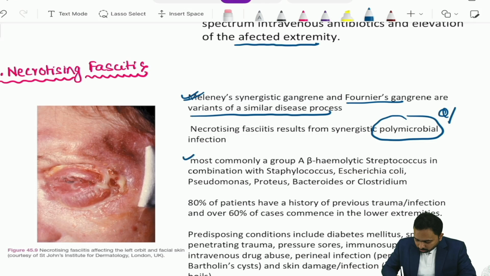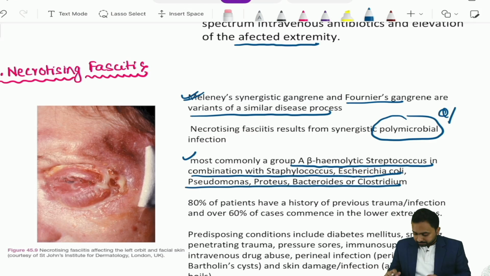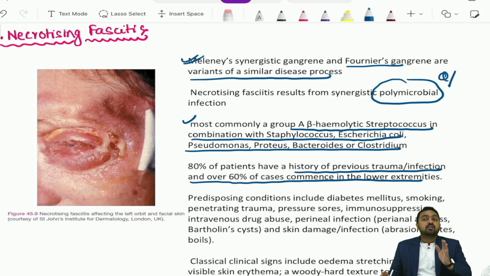So the first important point that you need to remember regarding necrotizing fasciitis is that it is a polymicrobial infection. The most commonly involved group is group A beta hemolytic streptococcus in combination with staphylococcus, E. coli, Pseudomonas, Proteus, Bacteroides and Clostridium. 80% of patients have a history of previous trauma or infection, and over 60% of cases occur in the lower extremities.